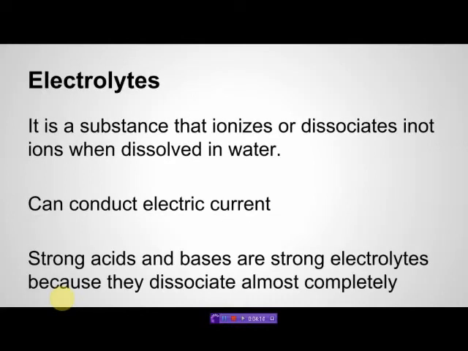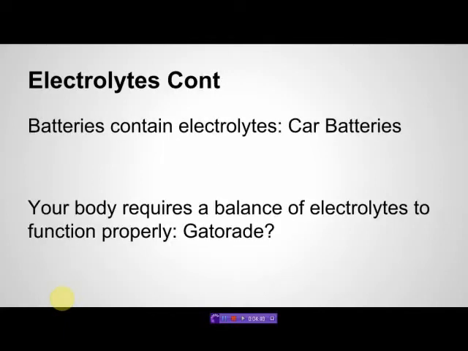Let's talk a minute about electrolytes. Now electrolytes, most of you have probably heard in one context or another. An electrolyte is a substance that ionizes or dissociates into ions when it's dissolved in water. They can conduct electric current. Strong acids and bases are strong electrolytes because they dissociate almost completely. Batteries contain electrolytes. Car batteries, this is why we use sulfuric acid, a strong acid, in car batteries. It's a very strong electrolyte. It conducts current very, very well.